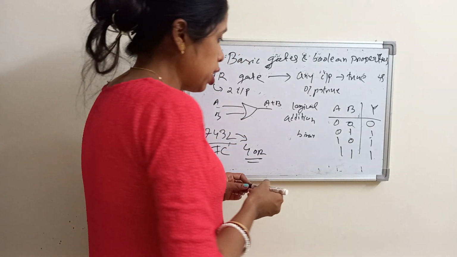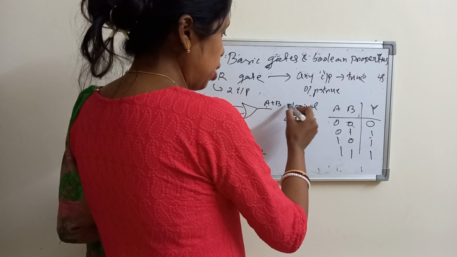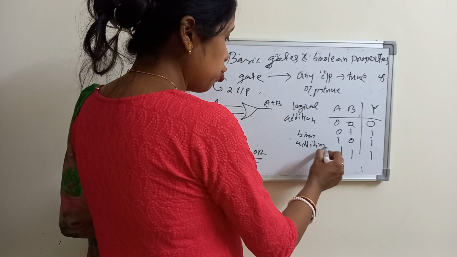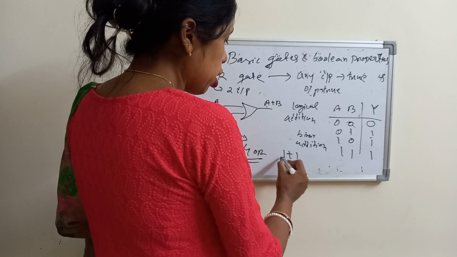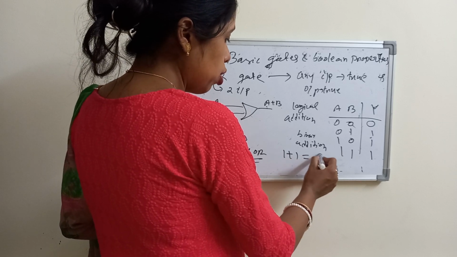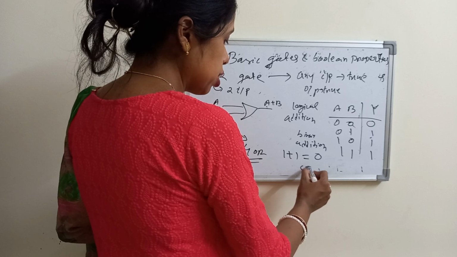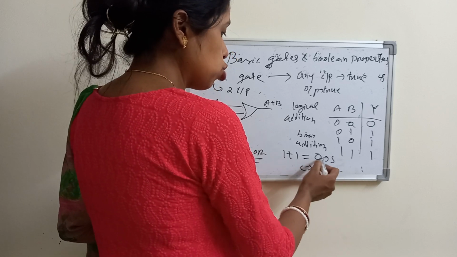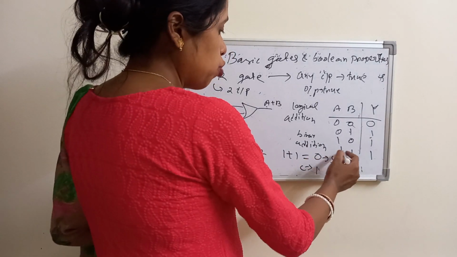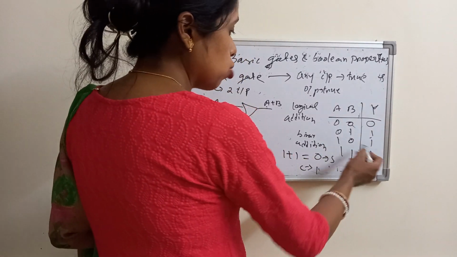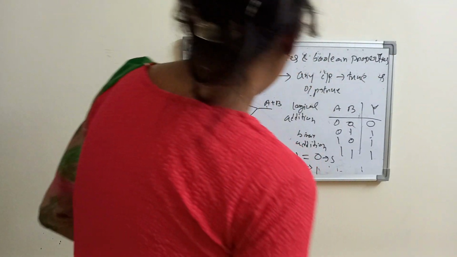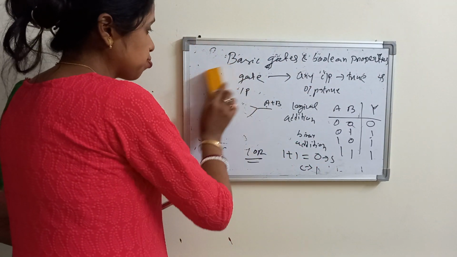So here you can see this is logical addition, A plus B, versus binary addition. In case of binary addition, if you add 1 with 1, you will get 0 as the sum and the carry will be 1. So 1 plus 1, the result is 0 with a carry. But in case of logical addition, 1 plus 1, the result is 1. This is about the OR gate.